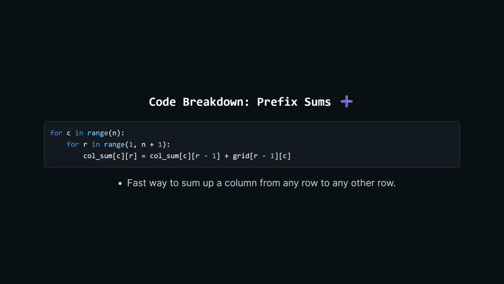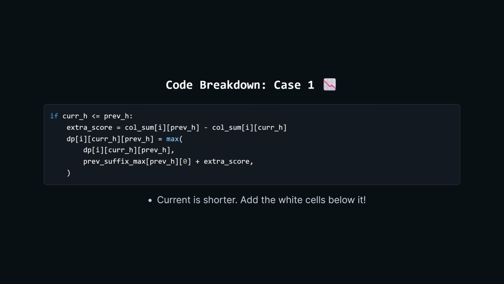Next, we calculate prefix sums for every single column. This is just a classic trick that lets us instantly find the total score of any chunk of a column without having to loop through the individual cells every time. Here is our first case inside the main loop. If the current column's black height is shorter than or equal to the previous one, we calculate the score of the white cells beneath it and add it to our best historical score.